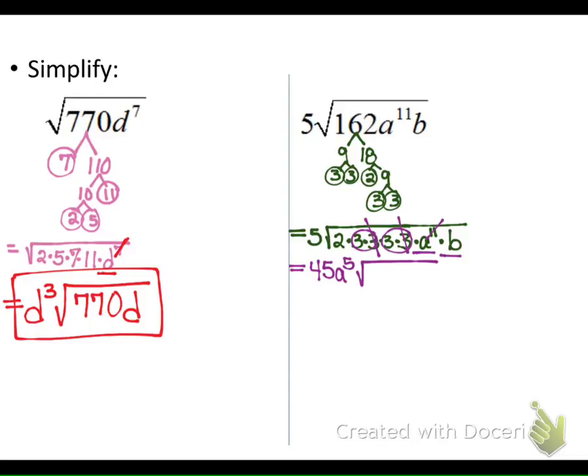So what's the number part of my radicand? The number part. Okay, and now my variable. You don't have to put the b, or times. Oh, okay. And then that's your final answer.